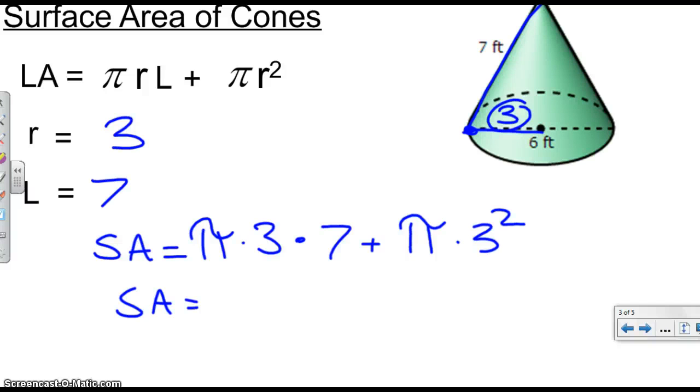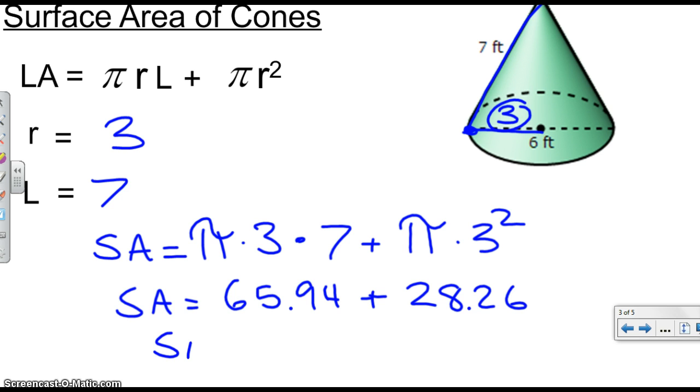Something like that. Give me a second on this. Okay, so we're trying our best here. 7 times 3 times 3.14, plus 3 squared times 3.14. So Siegel right now is plugging in 3.14 for pi. If you put it into your calculator as pi, you'll get a slightly different answer.